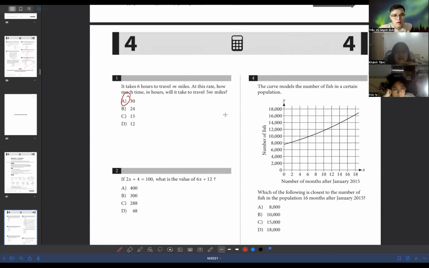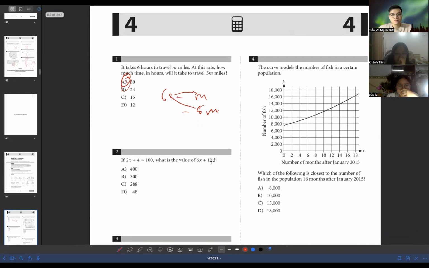1A. Let's see. It takes 6 hours to travel m miles. How much time in hours will it take to travel 5m miles? Why did I choose this question? Because it has to do with conversion. I want to remind you of the conversion method, which is cross multiplication. If you encounter a very difficult question, just cross multiply and divide horizontally. 5 times 6 divided by m will be 30.